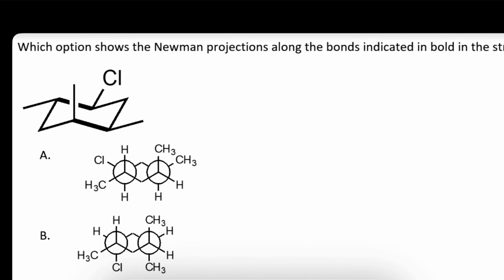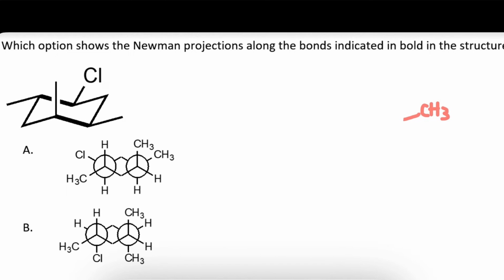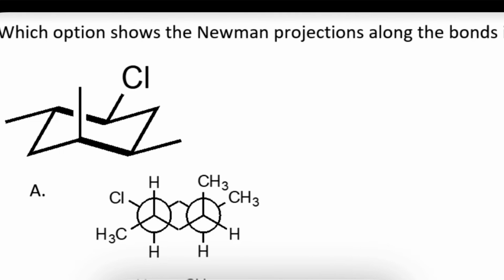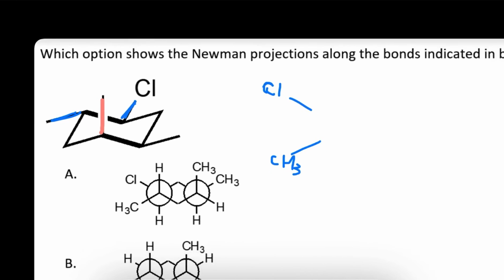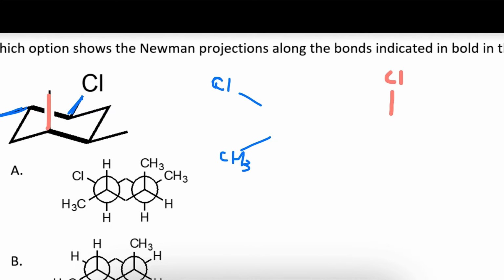So we'll learn how to draw a Newman projection for a cyclohexane. So here's how I like to start. The chlorine is pointing up, and there is a methyl pointing down. Okay. And then in the front, there is a methyl pointing up, and there is a methyl pointing up as well.